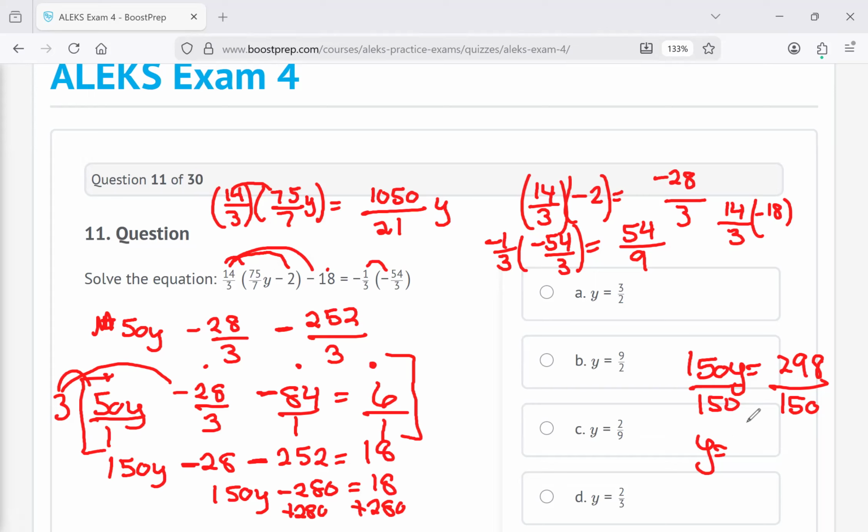It doesn't, it's a fraction. It's like 1.98. So which one of these is 1.98? Is it 3/2? No, that's like 1.5. Is it 9/2? No, it's 4.5. Is it 2/9? So no. What about 2/3? No, they're all wrong. Let me see.